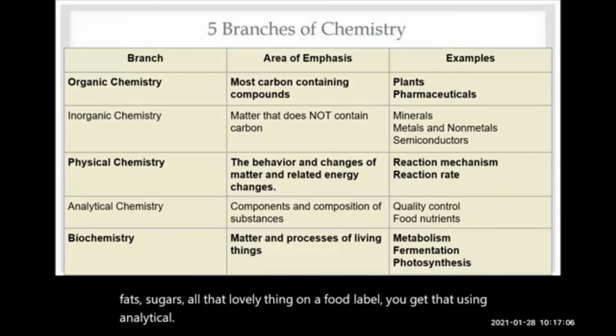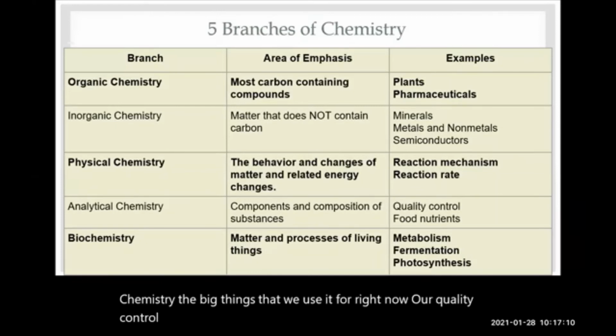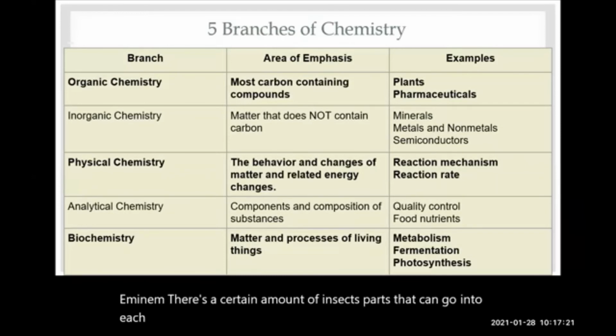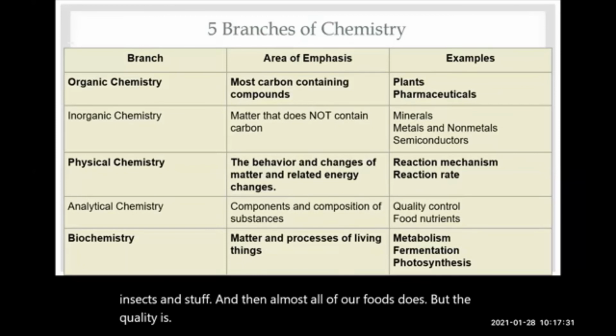The big things that we use it for right now are quality control, food nutrients, the labels. For M&Ms, there's a certain amount of insect parts that can go into each of the different batches. And so, yes, M&Ms have insects and stuff in them. Almost all of our foods do, but the quality is what percentage is allowed.